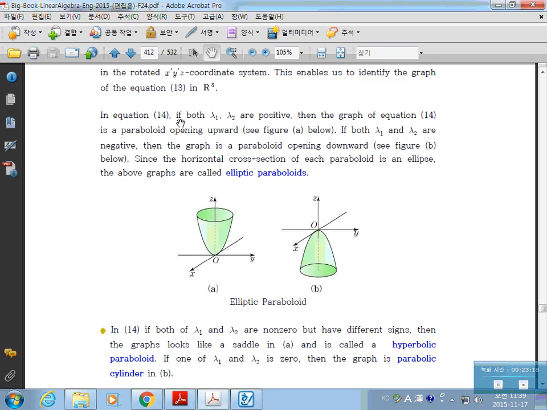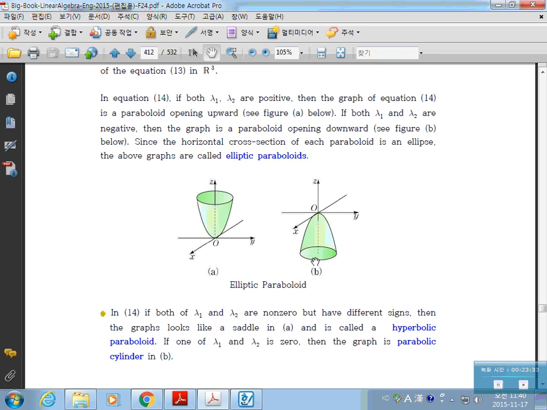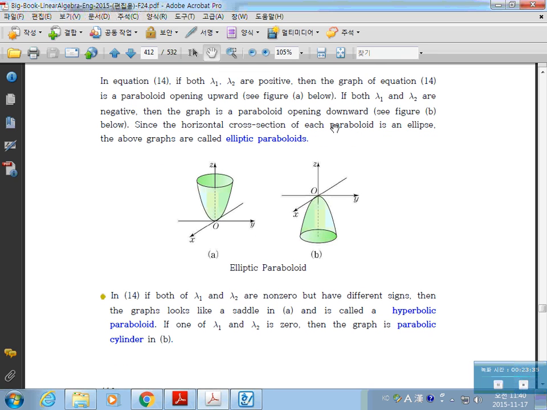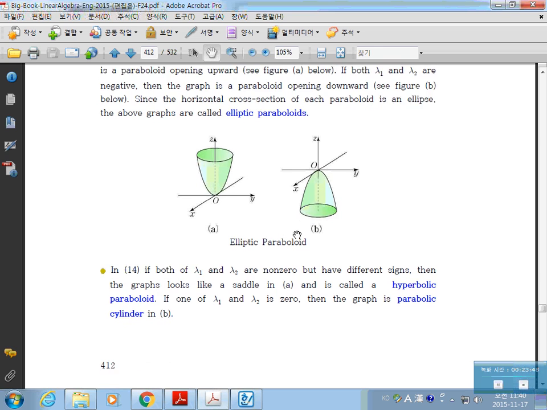Here, if both lambda 1 and lambda 2 are positive, then the graph of equation 14 is a paraboloid opening upward. If both lambda 1 and lambda 2 are negative, then the graph is a paraboloid opening downward like this. Since the horizontal cross-section of each paraboloid is an ellipse, if we cut it, you will see the ellipse. Okay? The cross-section of this paraboloid with this plane, then you will have an ellipse here and here.